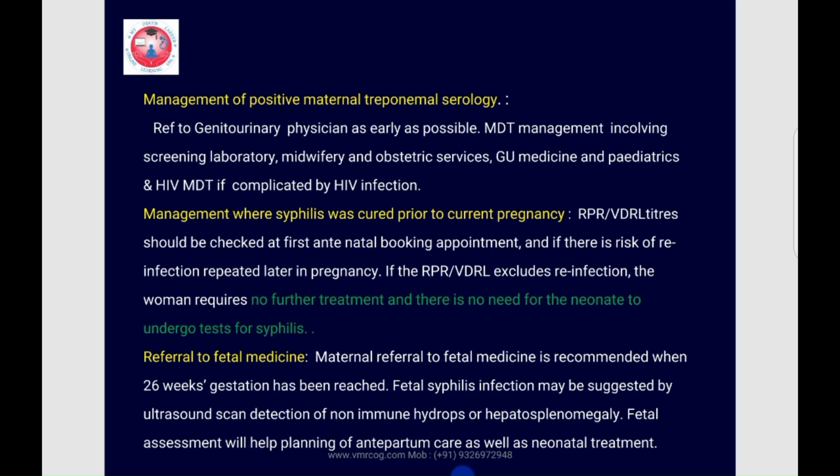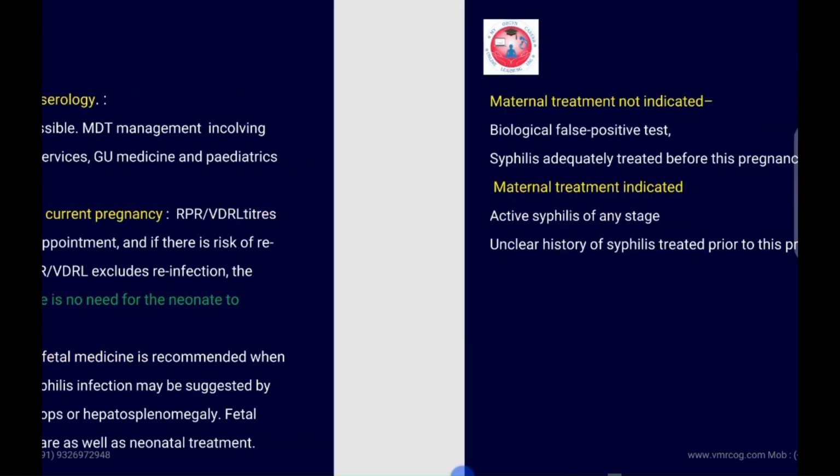Okay, now when the treponemal test is positive, we have to refer to fetal medicine also. Maternal referral to fetal medicine is recommended. At around 26 weeks of gestation, fetal syphilis infection may be suggested by ultrasound. We have already seen the features on the ultrasound, that is ascites, placentomegaly, hepatosplenomegaly, etc. Fetal assessment will help in planning antepartum care as well as neonatal treatment.